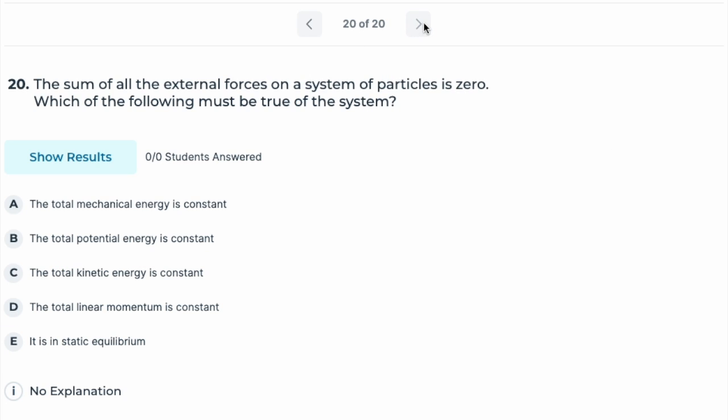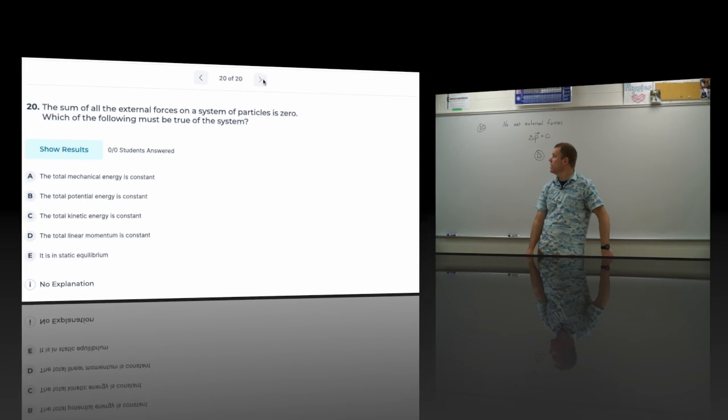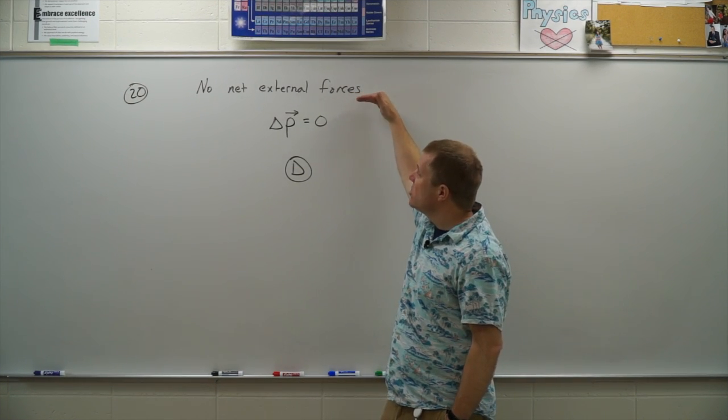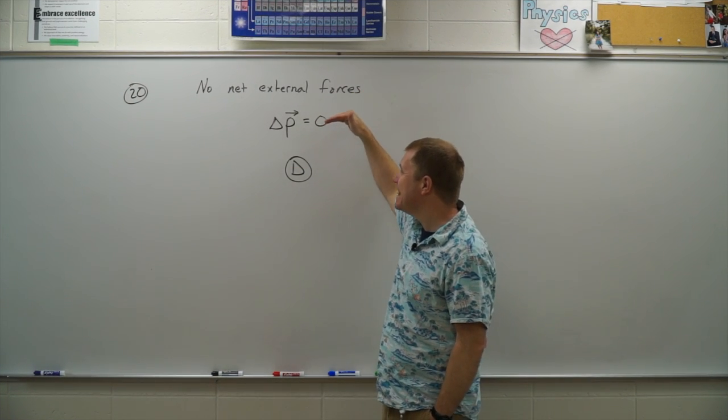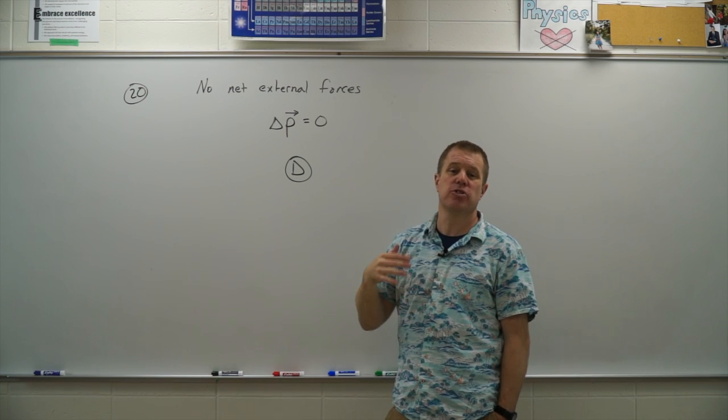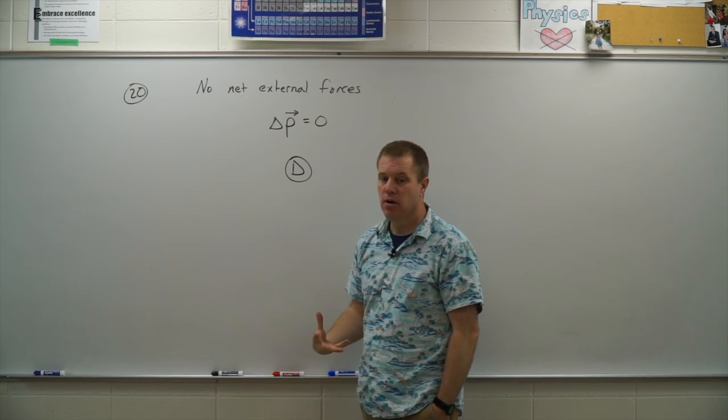Number 20, the sum of all the external forces on a system of particles is 0. Which of the following must be true of the system? All right, so the key here is there's no net external forces. That is hinting that the change in momentum is 0, so the only thing conserved is linear momentum.